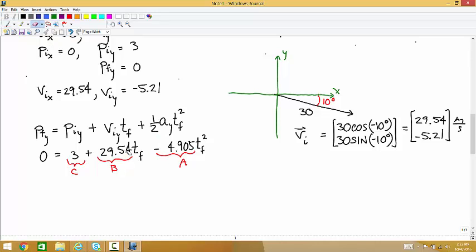Yep. That is a mistake. Dang it. Okay, negative 5.21. Thank you.